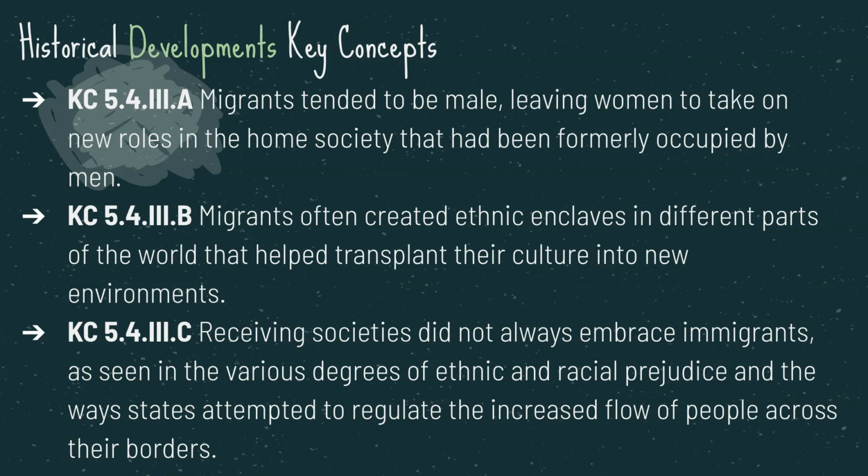Our last key concept: receiving societies did not always embrace immigrants, as seen in the various degrees of ethnic and racial prejudice, and the ways states attempted to regulate the increased flow of people across their borders.